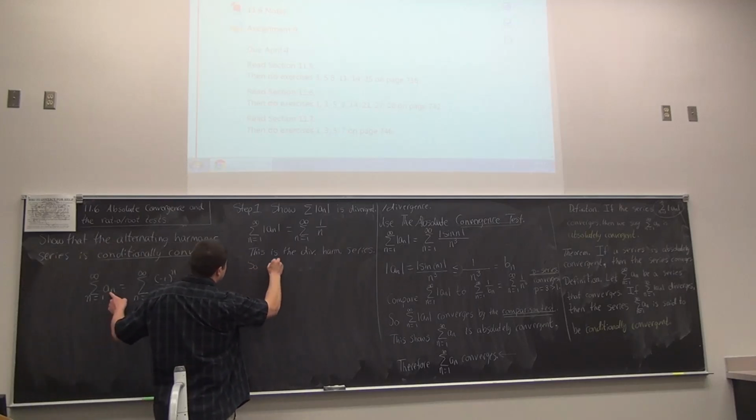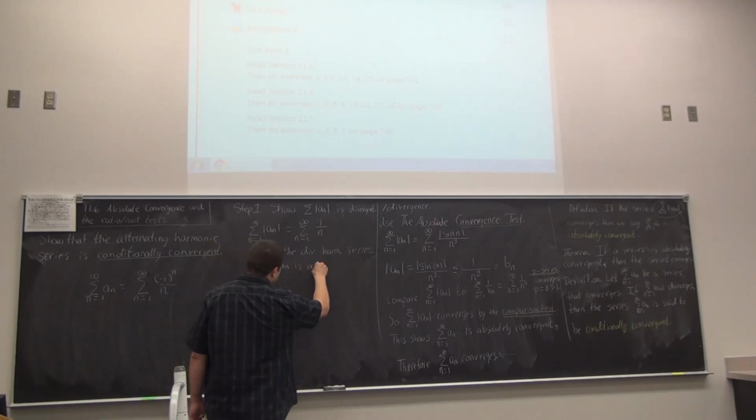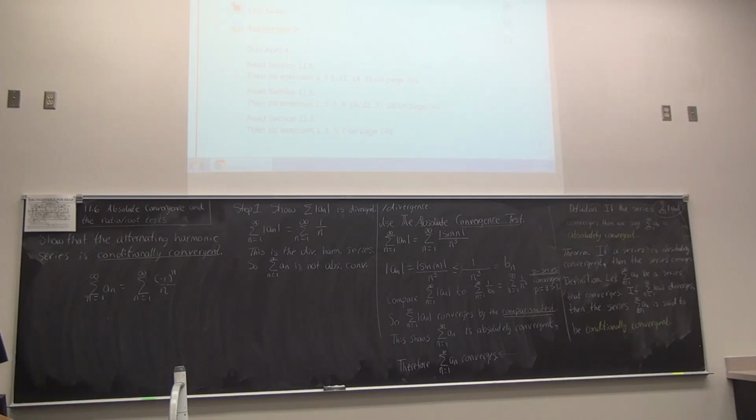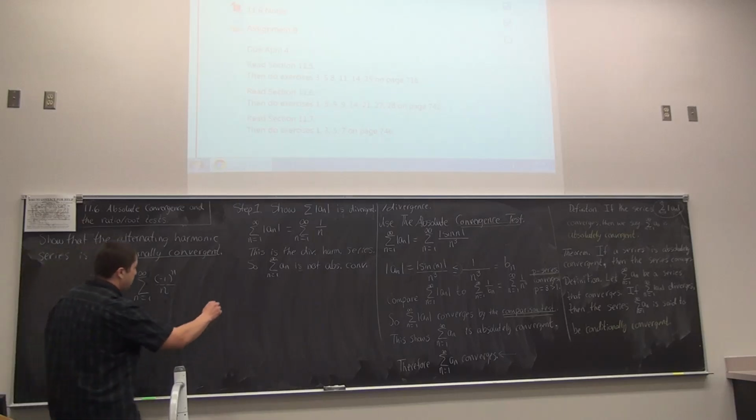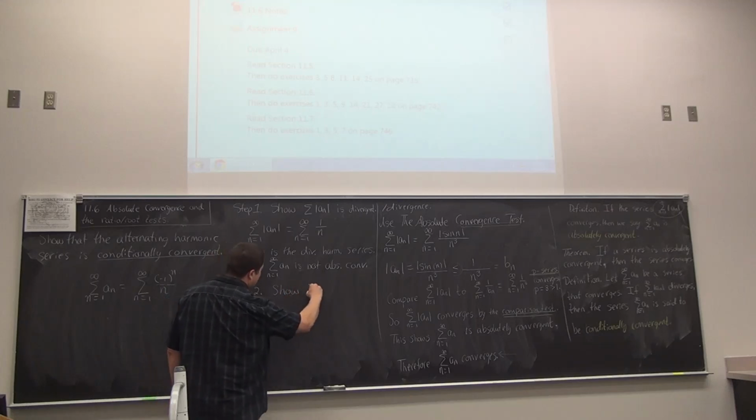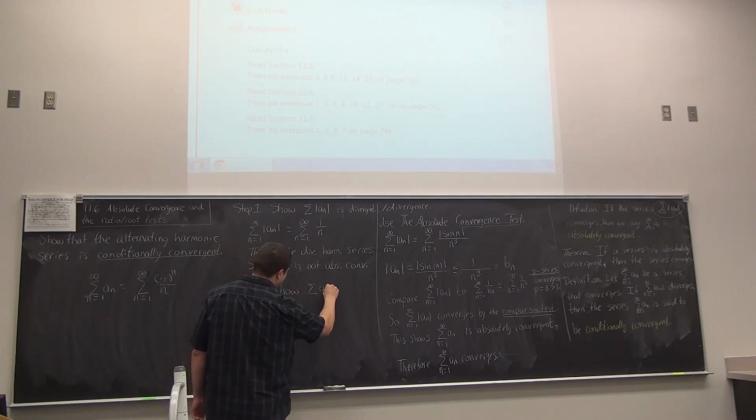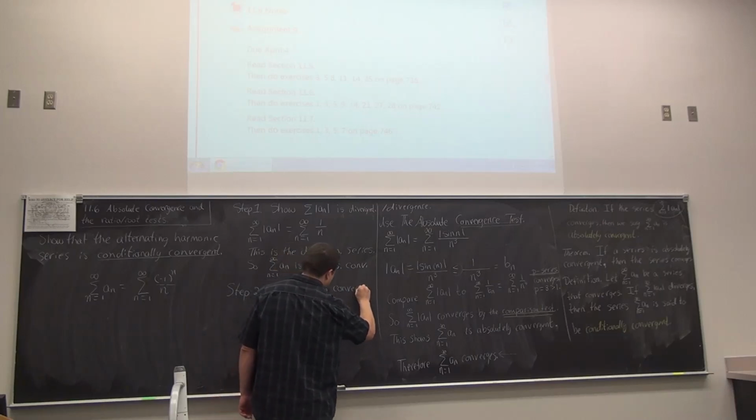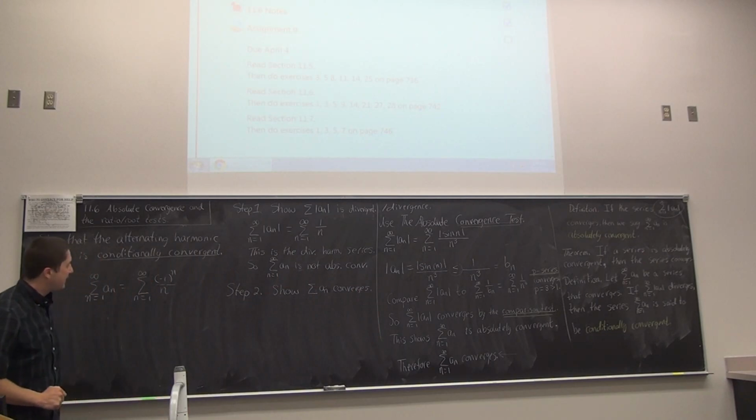So the summation, as n goes from 1 to infinity of a sub n, is not absolutely convergent, because we throw an absolute value on all the terms, and we have the harmonic series which diverges. Step 2 is to show that this, in fact, converges. But we've done that before. It converges by the alternating series test. So step 2 is to show that the summation of a sub n without absolute values converges, or is convergent, to maintain parallelism.